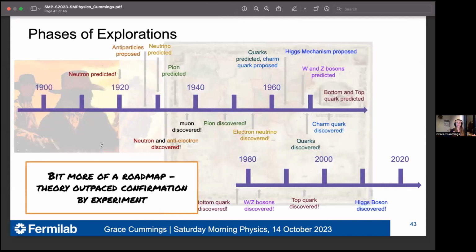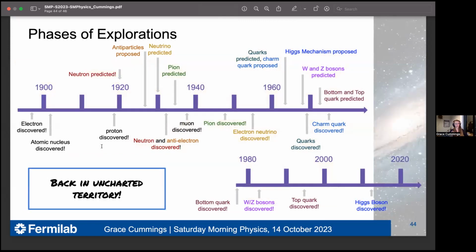Then we entered more of a roadmap period of particle physics. Theory in this period outpaced confirmation by experiment. We had this legacy where a particle would be proposed and then later experiment would find it. And people were able to design experiments specifically targeting different particles to build the pieces of the standard model one by one.